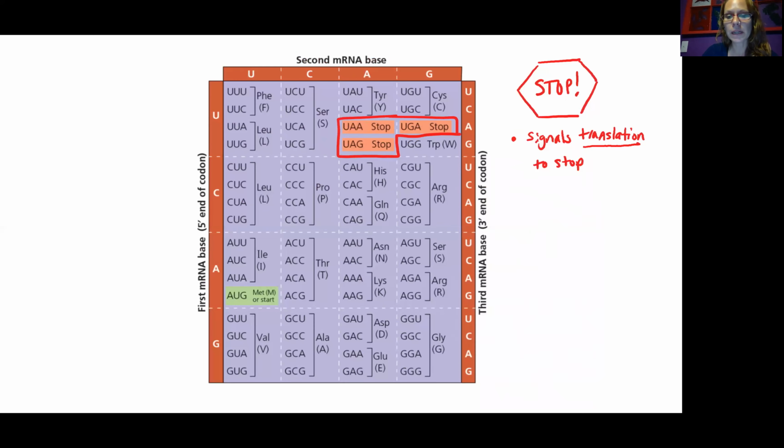Now, the last thing to pay attention to here with the codon chart is that you do have some codons that are described as stop codons. These are going to be codons at the end of the gene sequence, signaling that translation is finished. And that's it.